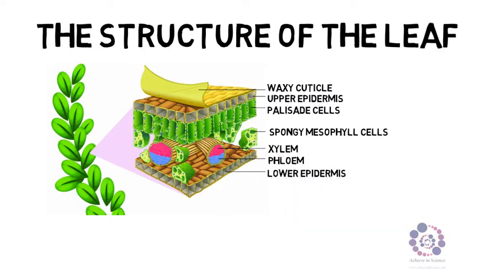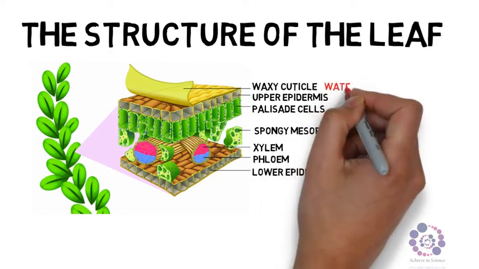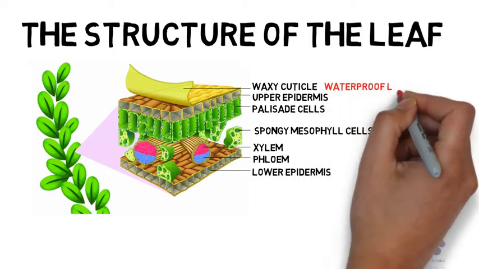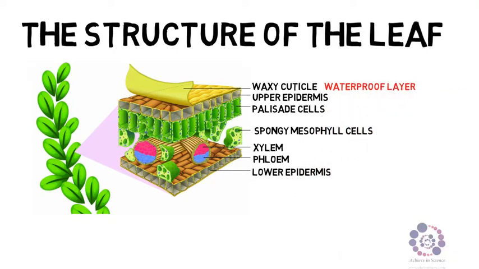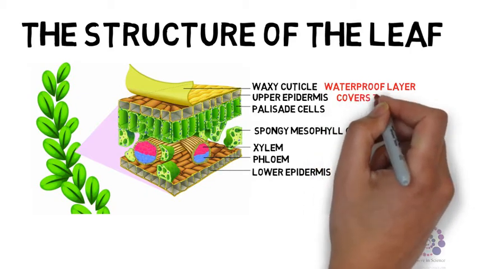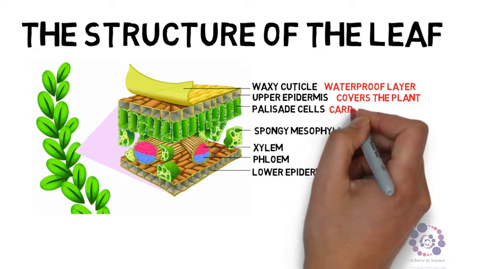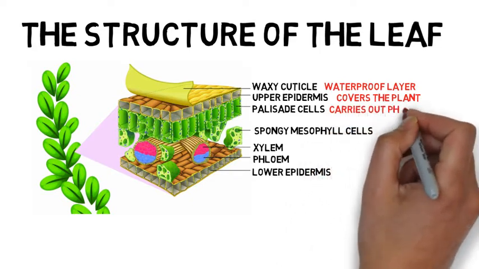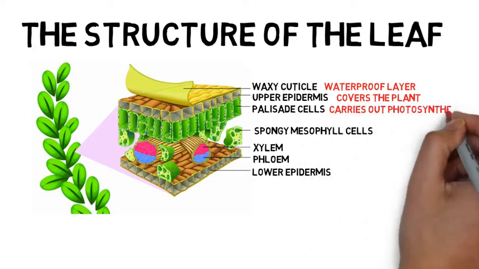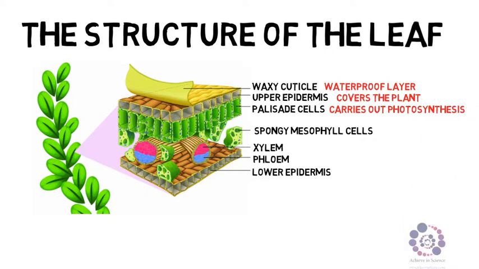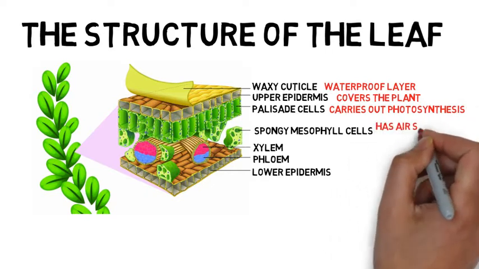And what do these layers do? Well, the waxy cuticle is there as a waterproof layer. The upper epidermis covers the plant. The palisade cells are where photosynthesis occurs, and these contain lots of chloroplasts. The spongy mesophyll layer has lots of air spaces, and this is for gaseous exchange to occur.